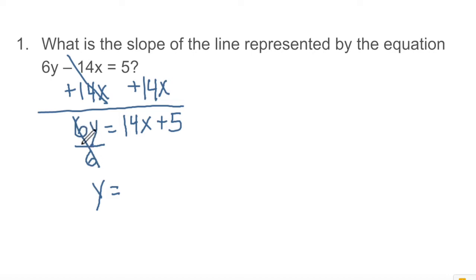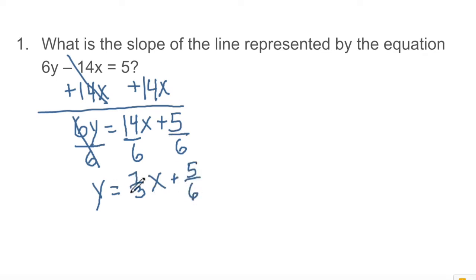So when we do this divide by 6 for that term, we have to do that for every term in the equation. So we're going to divide this term by 6 and this term by 6. So let's see, 14, 6, both of those are even, so we can divide those both by 2. What do we get? 7 over 3 times x plus 5 over 6.